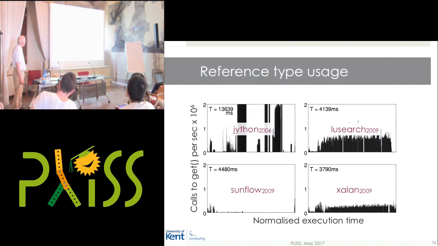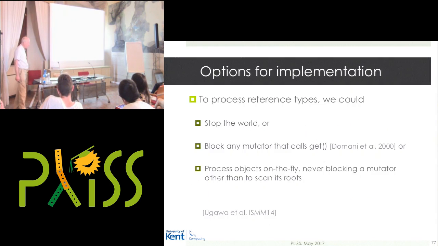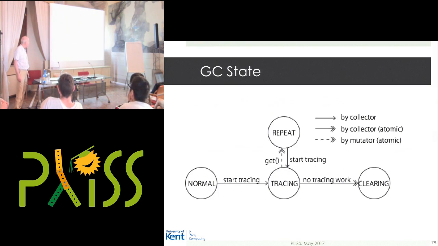So, what did we do? Oh, you don't want to read the specification. Is this important? Yes, there are a lot of reference types in typical benchmarks. What can you do to deal with reference types? Well, you could stop the world. We don't want to do that. We could block any mutator that calls get. So if at the point you're trying to terminate, a mutator calls get, you say you're blocked until we finish processing all these reference types. Or you could process them all on the fly, never blocking a mutator other than to scan its roots.